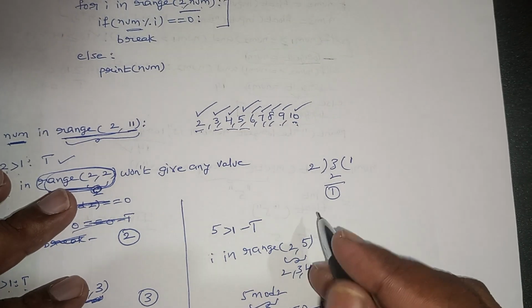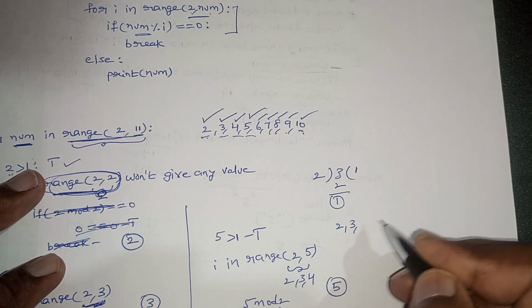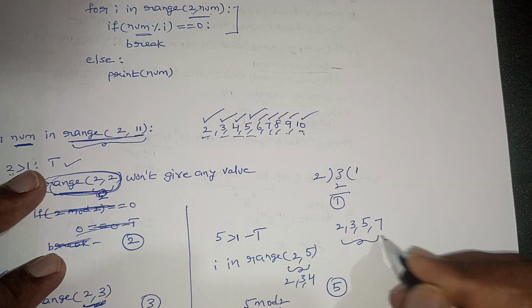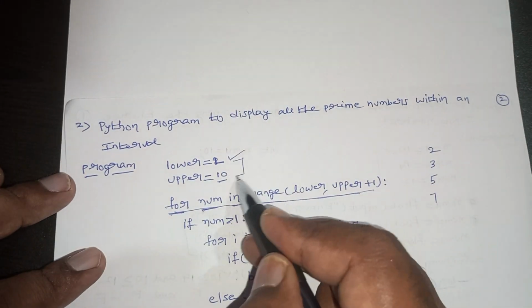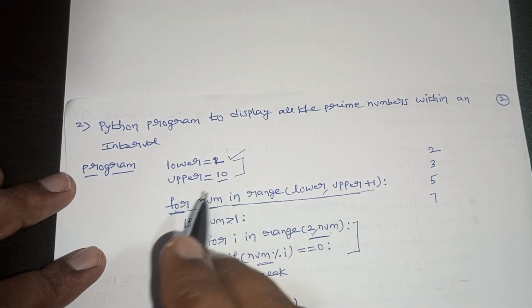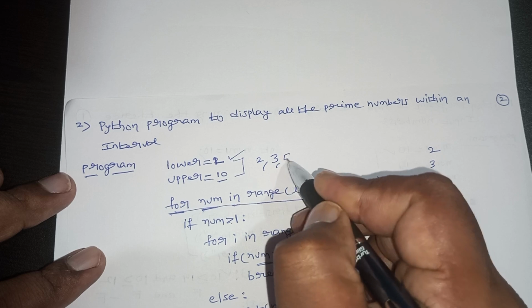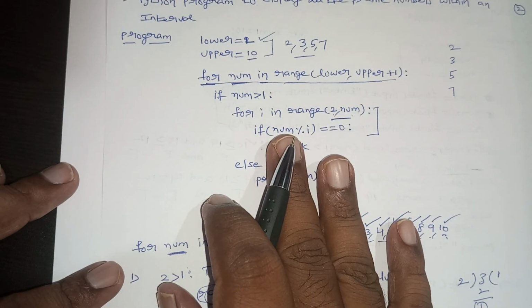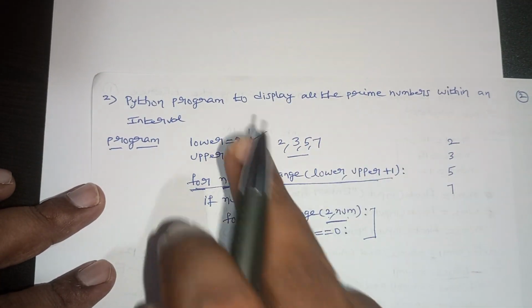Then what will be the output? 2 is a prime number, 3 is a prime number, 5 is a prime number, 7 is a prime number. This will be the output. It means between this interval 2 comma 10, I am getting 4 prime numbers. What are they? 2, 3, 5, 7. These are the prime numbers. This is how to execute the Python program to display all the prime numbers within an interval.